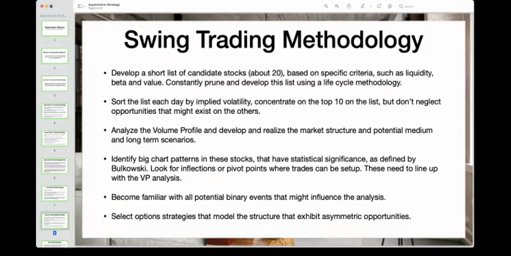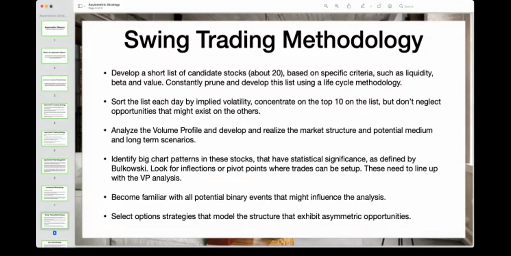We identify big chart patterns in these stocks that have statistical significance as defined by Bulkowski. Bulkowski has set the standard for doing research on chart patterns, candlestick patterns, and other things, by looking at literally millions and millions of charts and then being able to distill that down to actual statistical information. So now we don't look at all the patterns. We don't care about all the patterns. We only care about the 10% of patterns that are the best of the best. And so we can apply those.